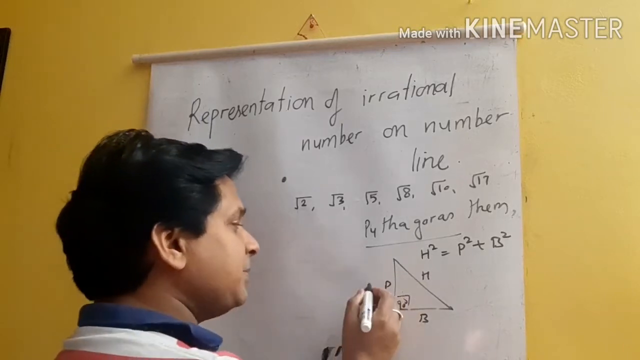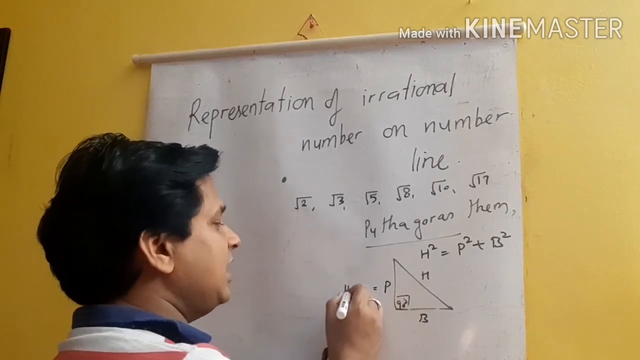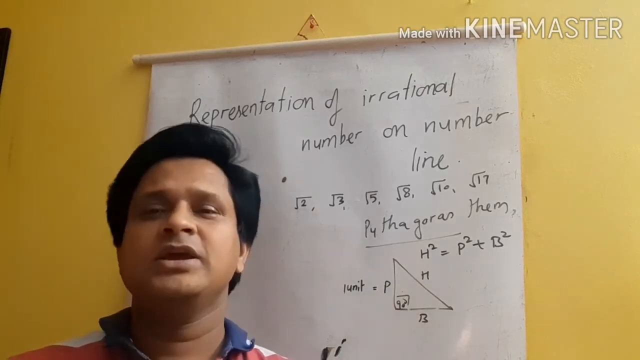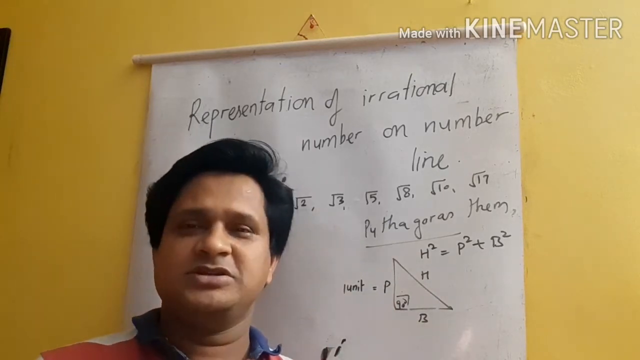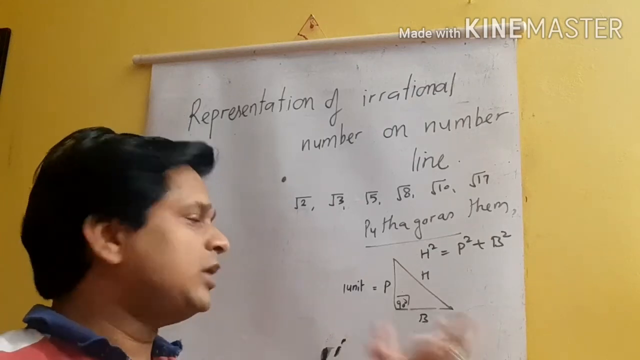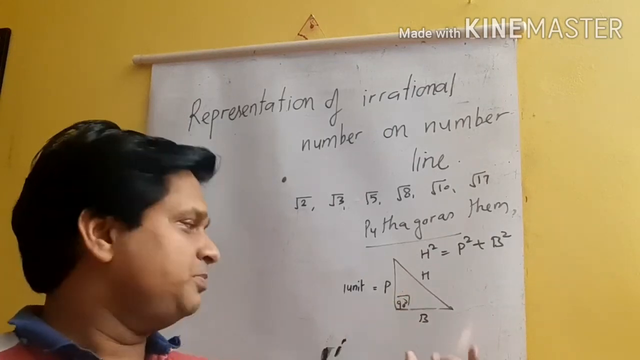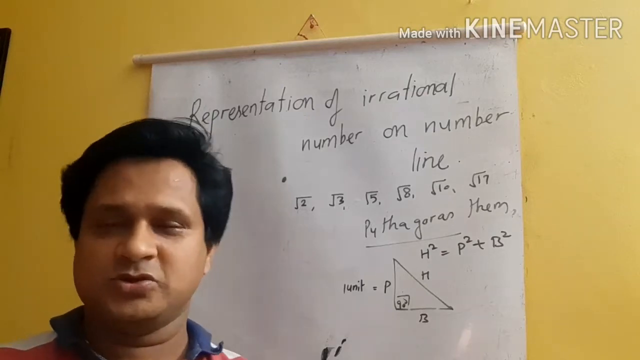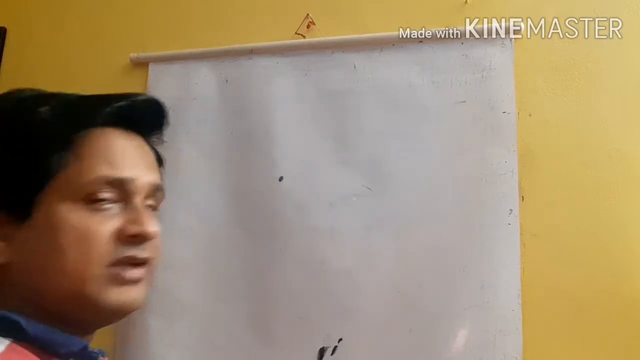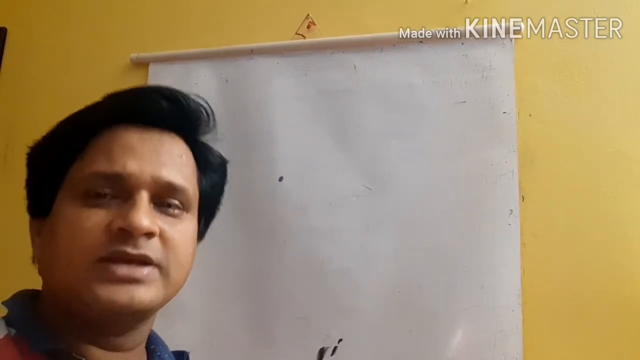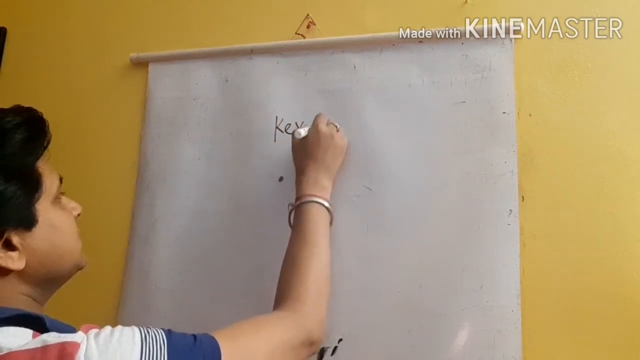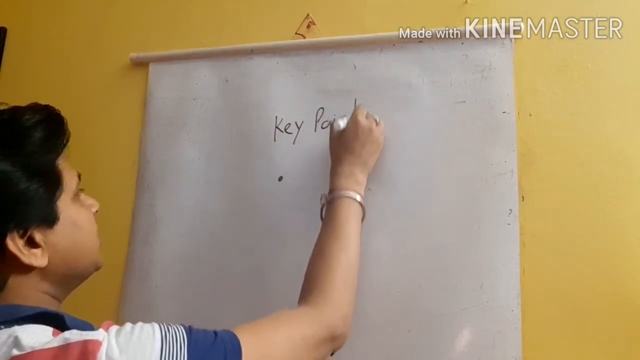The perpendicular distance will always be 1 unit. Here unit can be centimeter, kilometer, millimeter, whatever. B means base, and the base we don't know, so I will tell you how you will find the base. Some key points will help you to represent irrational numbers. So what are the key points?